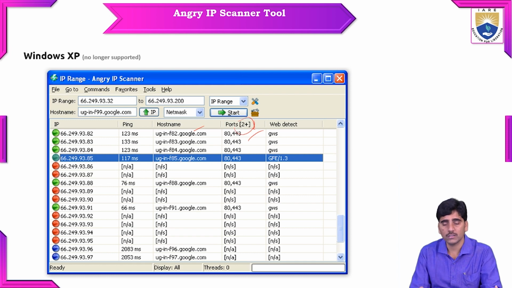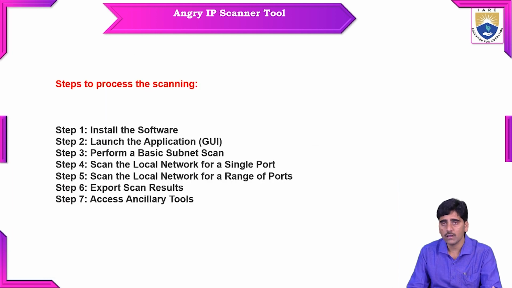Those who are displaying ports more than 2 will display. But in the previous Windows operating systems, it displays the port numbers which are more than 3. And the web detects also display. So how to perform the scanning? These are the steps to process the scanning.